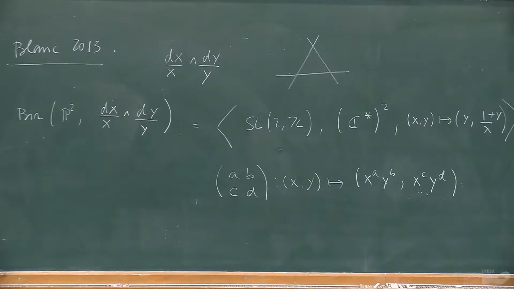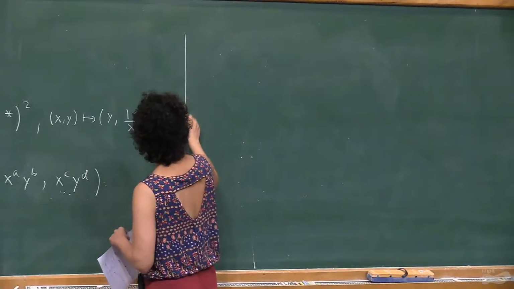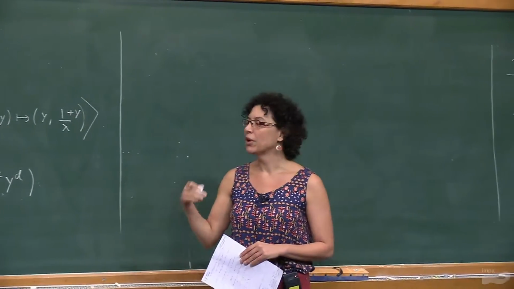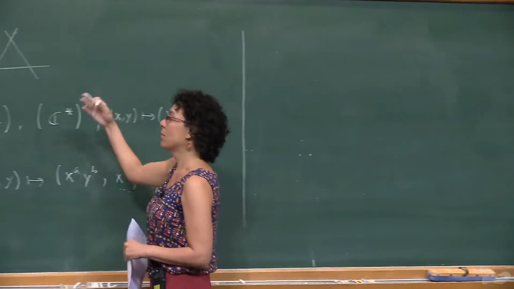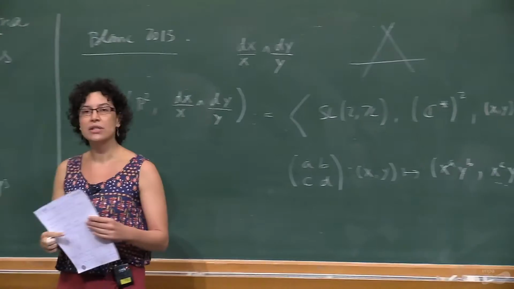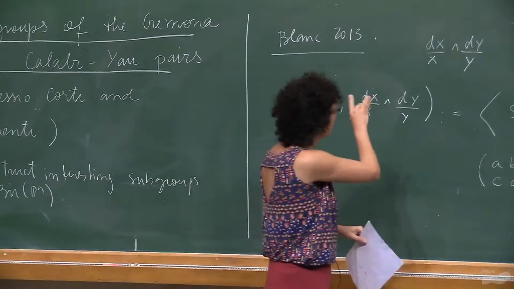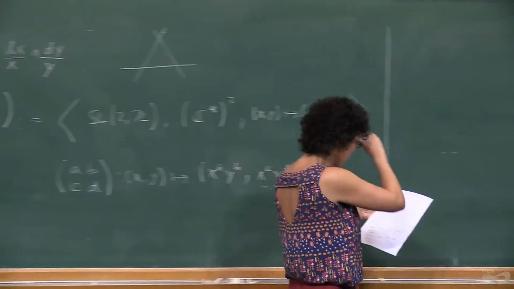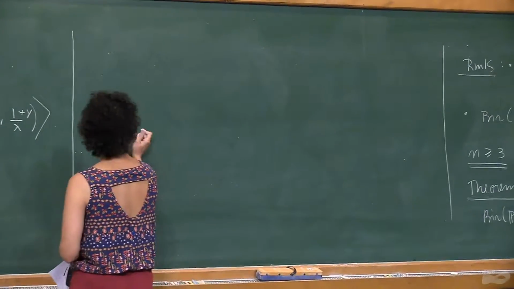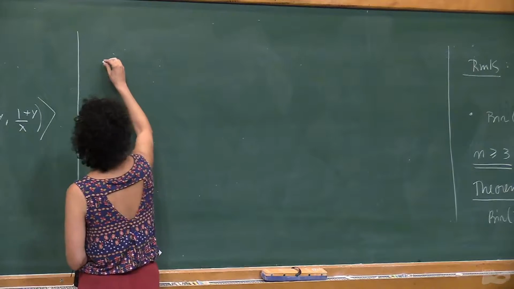Okay, so we have this special subgroup, and the idea is that we would like to generalize these results to higher dimensions. So we still don't know how to do it, but what we started to do is to consider different meromorphic forms. So let me just make some remarks about meromorphic volume forms on P2.